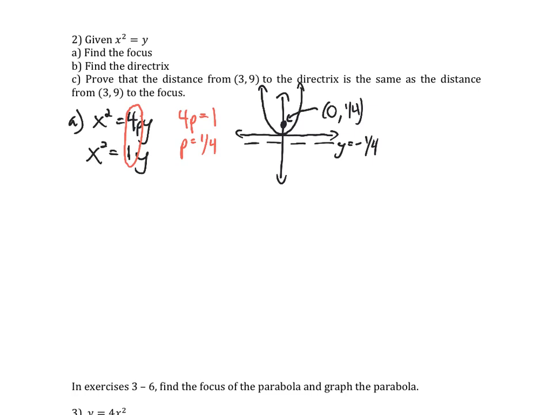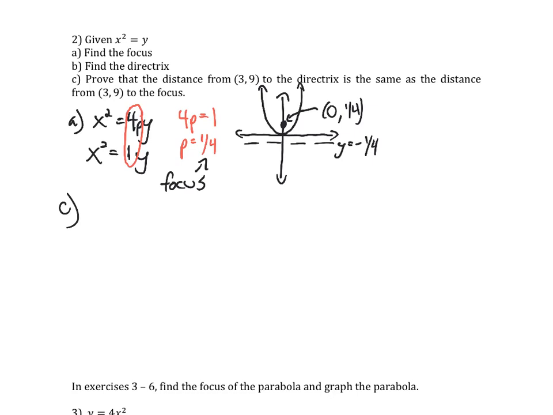Again, the distance between the focus and the origin and the directrix should be the same. Let me maybe write this specifically. Think of P as your focus. So if the focus is (0, 1/4), that must be the shape of my parabola, meaning the directrix is negative 1/4. Part C says prove that the distance from (3, 9) to the directrix is the same as the distance from (3, 9) to the focus. Again, I encourage you to pause the video and see if you can prove that, and then check back to see if you get the same answer I do.